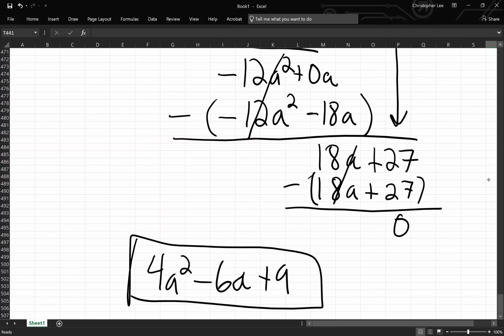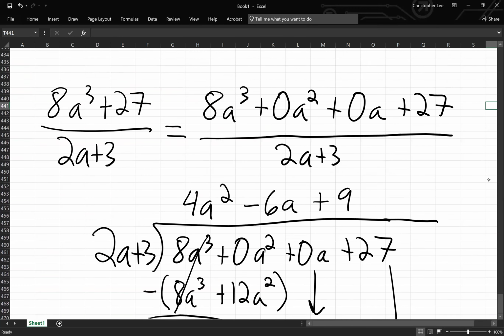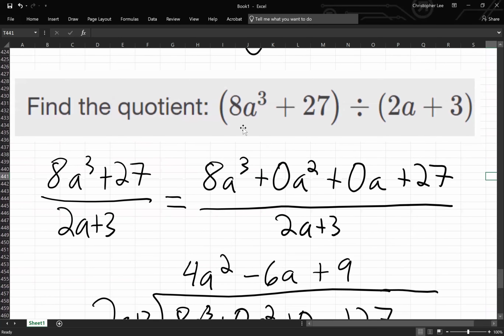So the lesson here: if you're missing a variable, you expand the dividend by adding in a 0 next to that missing variable. Look, I had 8a cubed plus 27. What happened to a squared? What happened to a? They weren't there. So I had to expand that and put in the 0a squared plus the 0a. Then I had the complete dividend that I could do the long division with to get the answer out.